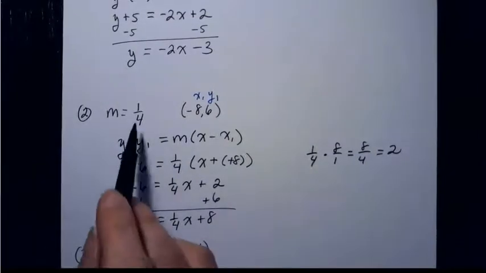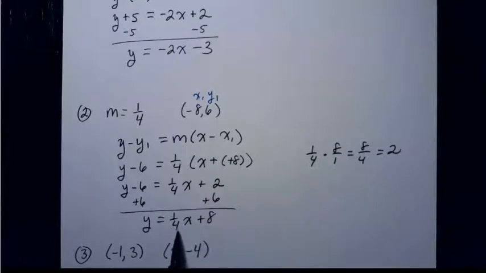So again, my slope is still the same, 1/4, so always check just to make sure that holds true. And this is my y-intercept, so if I were graphing, I could use that to graph.